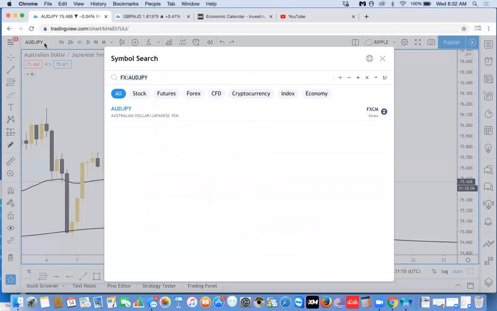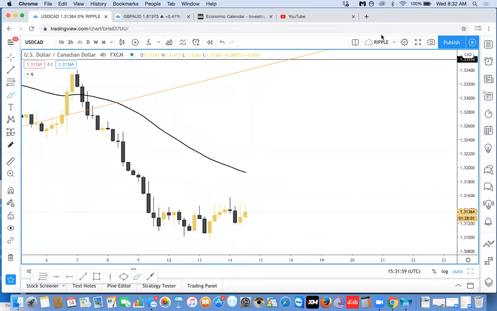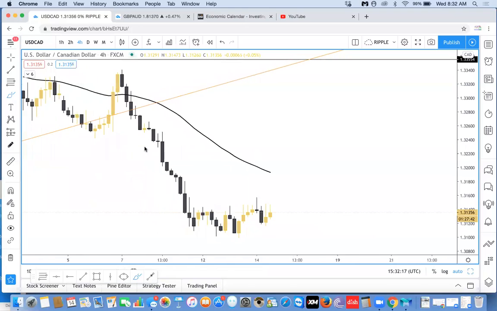Okay, USDCAD. Okay, multiple questions. So for the currency indexes, I use AXY for AUD, and for JPY, I use JPN 225. I'll go over it real quick.